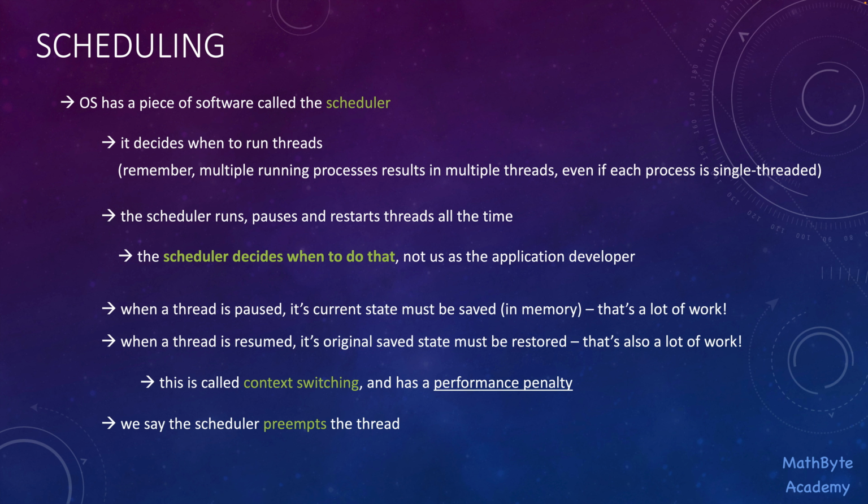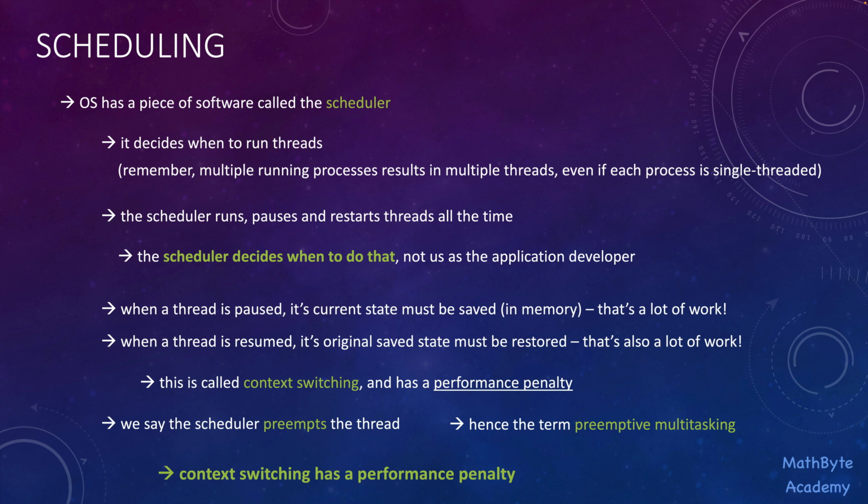So when the scheduler pauses a thread and runs another thread, we say that the scheduler preempts the thread, and hence the term preemptive multitasking. So again, as a takeaway here, context switching has a performance penalty, and the scheduler decides when to do a context switch, not us.